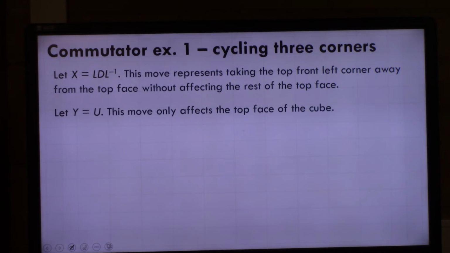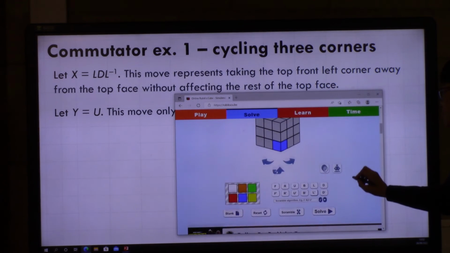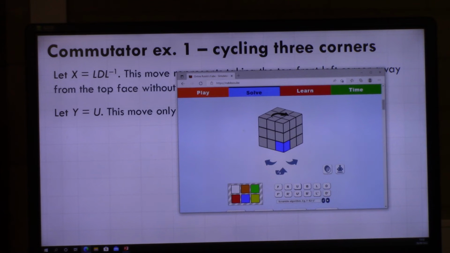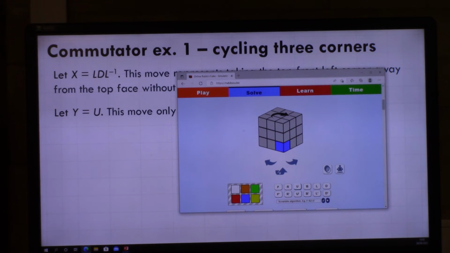Okay. So our next, if we call y u, this move only affects the top face of the cube, and we can see that if we look at the cube again. So then we can move the top face. That doesn't do anything other than move the top face around.